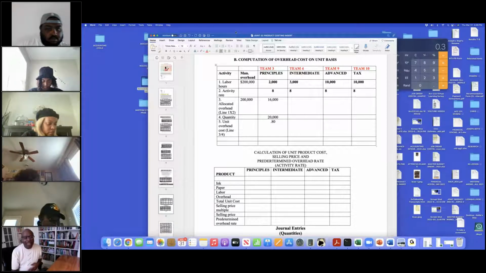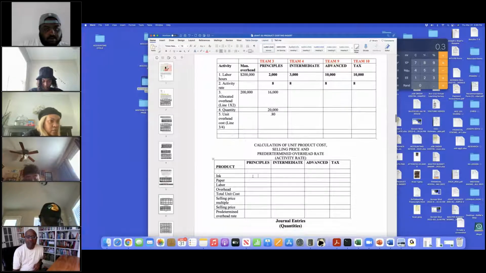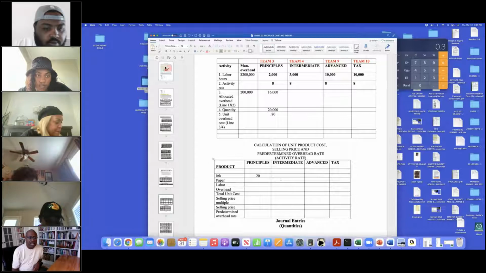Okay, how much is the ink for the principles book? 20. How much is the paper? 10. How much is the labor? 1. How much is the overhead? 80 cents. Point eight.